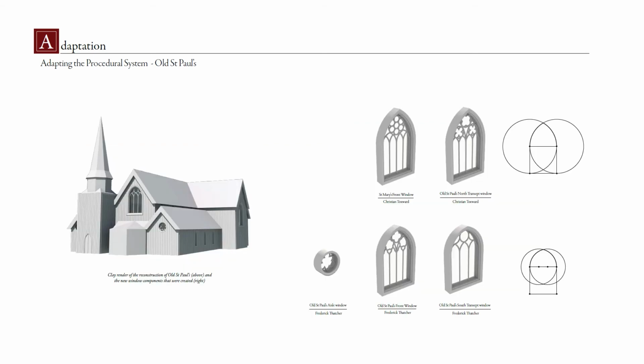This was a process that went on for all of the component categories as they had to be refined. One of the interesting things that I found while reconstructing Old St. Paul's is the different types of geometry that differing architects use. Christian Toxwood designed the northern transept of Old St. Paul's as well as St. Mary's. He used the pointed arch. Frederick Thatcher was the original architect of Old St. Paul's, and he also did the southern transept. On both of these windows they used the drop arch. This minor detail is something I would not have noticed if I did not undertake this reconstruction process.